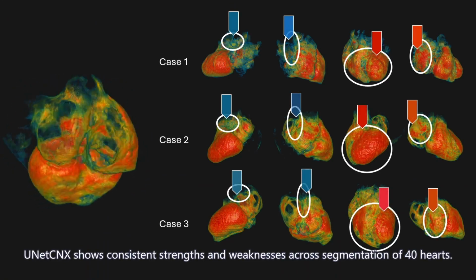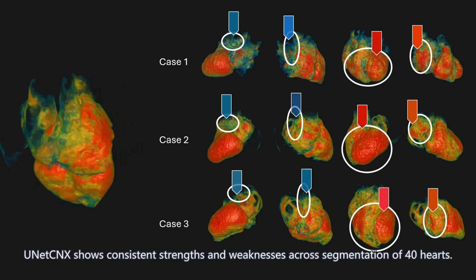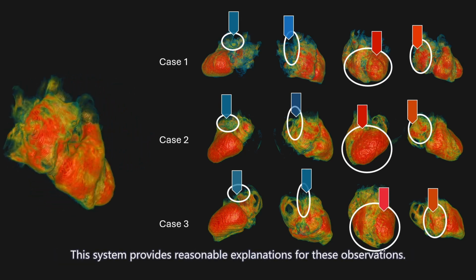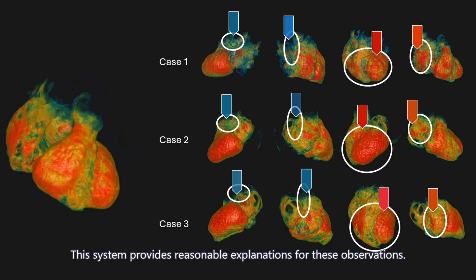UNet-CNX shows consistent strengths and weaknesses across segmentation of 40 Hz. This system provides reasonable explanations for these observations.